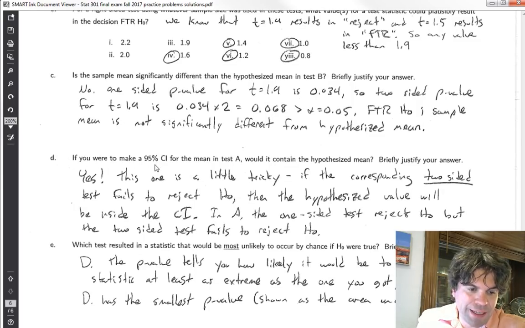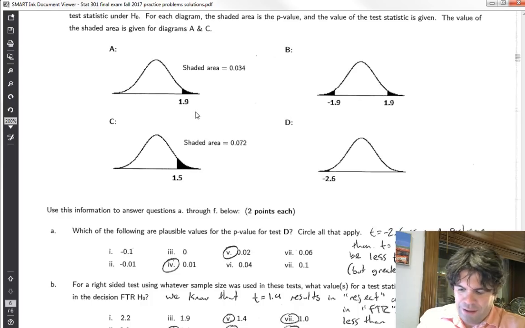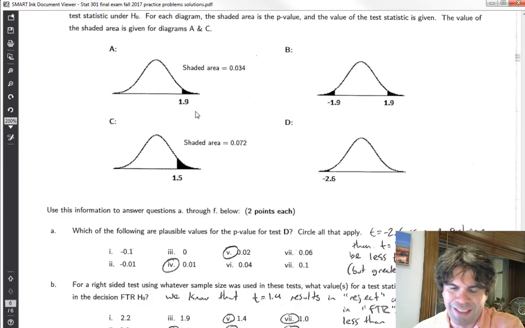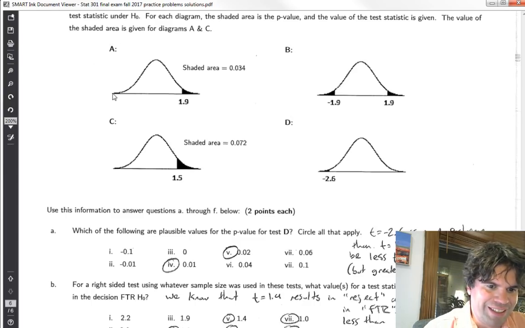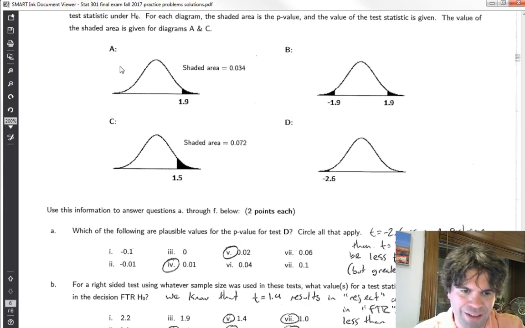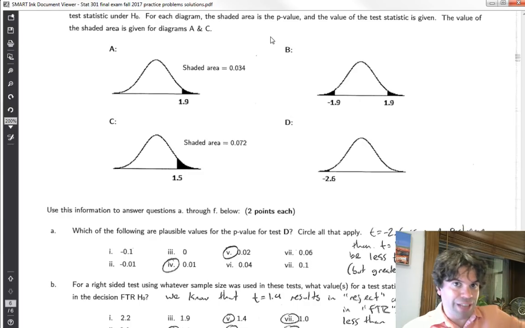D, if you were to make a 95% confidence interval for the mean in test A, would it contain the hypothesized mean? Briefly justify your answer. So, test A. Okay, if I'm going to make a confidence interval, this question's kind of tricky. I actually feel sort of bad about asking this question, but hey, it's the practice exam, so this is the closest thing to a trick question on this entire exam. We are so used to saying, if the p-value is less than 0.05, that means reject the null. If I reject the null, then the hypothesized value is outside of the confidence interval.